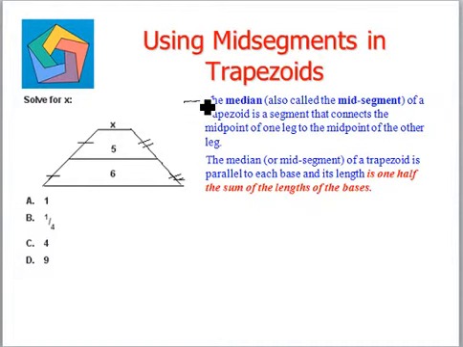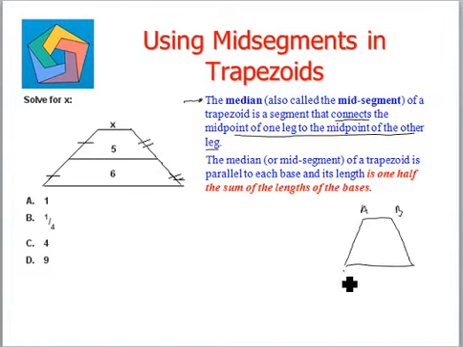The median, also called the mid-segment of a trapezoid, is a segment that connects the midpoint of one leg to the midpoint of the other leg. Let's draw a rough trapezium and name it A, B, C, D. So the mid-segment is the segment that connects the midpoint of one leg to the midpoint of the other. So this, let's name it EF, is the mid-segment.